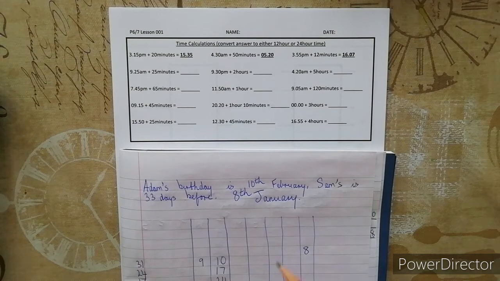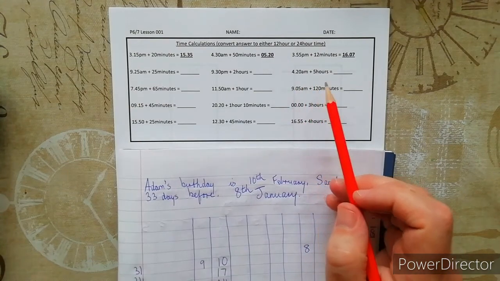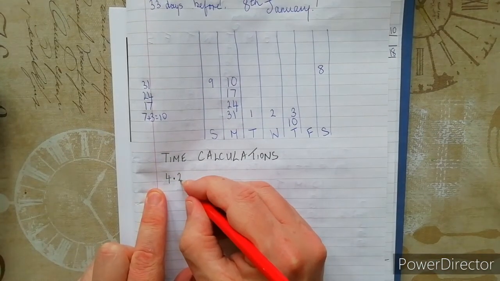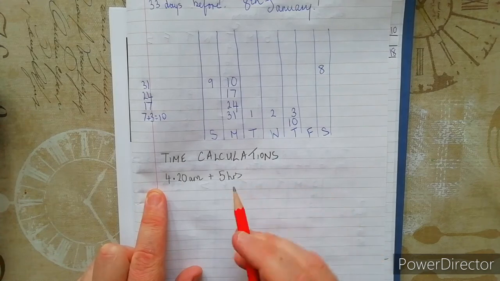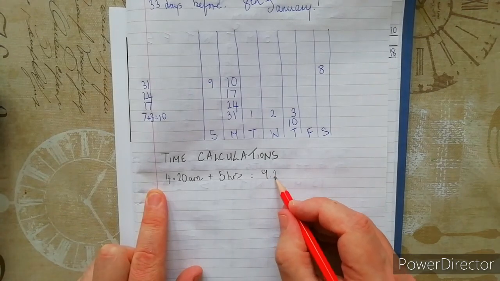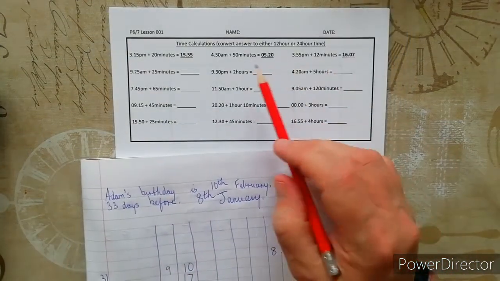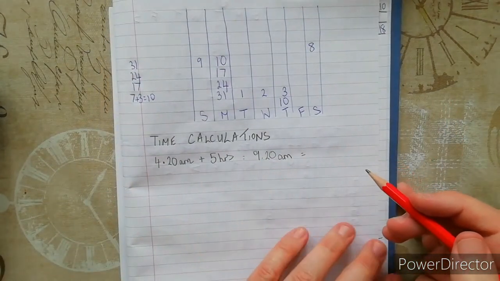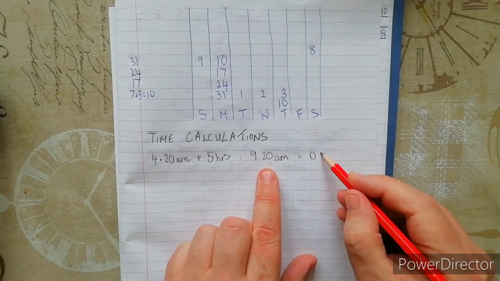So let's go for this one here. 4:20 a.m., add 5 hours. Well, the 5 adds on to the 4, so that's 9:20 a.m. But we want to change that then. The question says convert your answer. So we want to convert the answer from 12-hour to 24-hour. So 9:20 a.m., well, that's in the morning. So 24-hour will be 09:20.